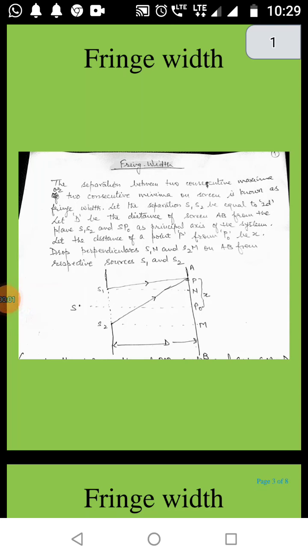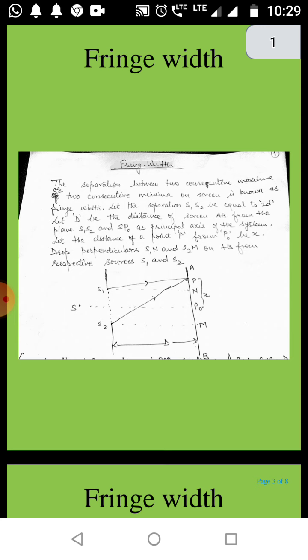Today we will discuss the fringe width. What is fringe width? Fringe width is the distance between two consecutive bright or two consecutive dark fringes, because in division of wavefront we are getting fringes at equal distance. So the fringe width between two dark or two bright fringes must always be the same.